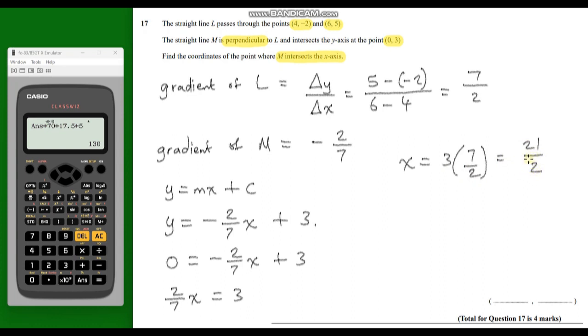So I found my value for x. So find the coordinates of the point where M intersects the x-axis. Well, it's going to be 21 over 2, and our y value will be 0. You can write 10.5, but I've just left it as a fraction.